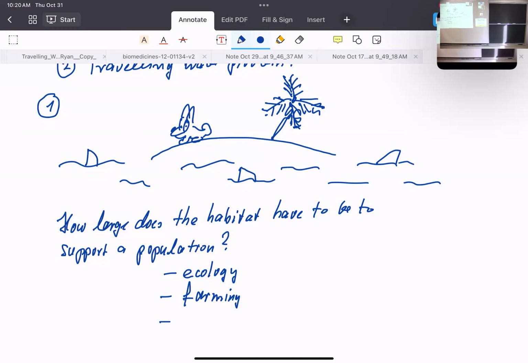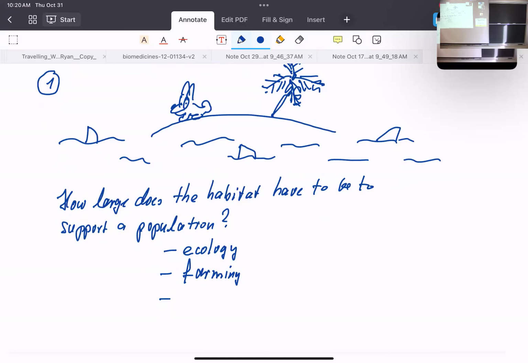It's important for farming, right? You want to have a thriving population for your herd of sheep or for your herd of cows, for example. It's important for pest control. And of course, in our case, it's also important for cancer. So if you can reduce the possible habitat for cancer, then you would do that, and you want to know how small you have to make it.